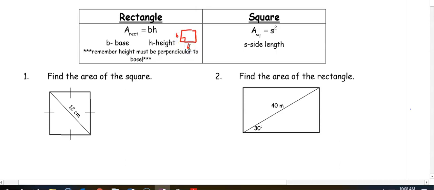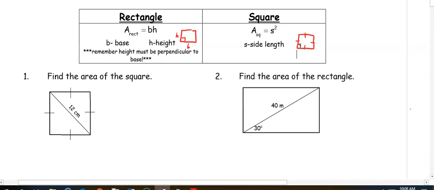A square then, remember that a square has 4 congruent sides. So once we know the side length of one side of the square, we can just multiply it by itself to get the area of the square. So let's use these two formulas to find our area. Number one, find the area of a square.